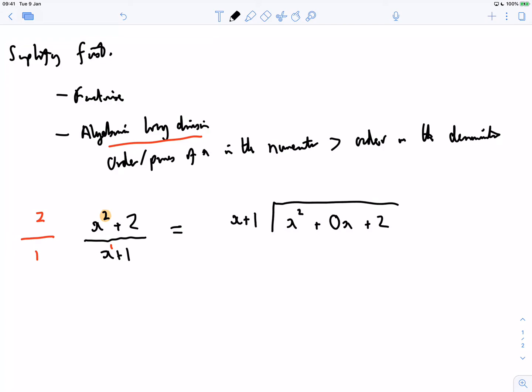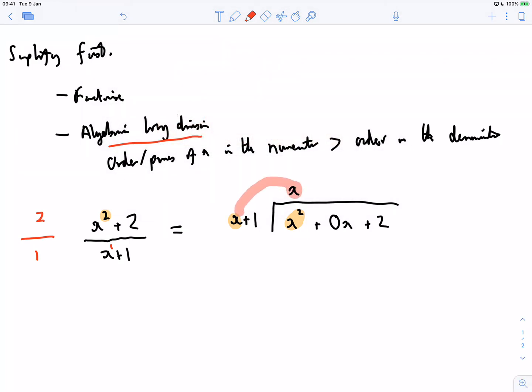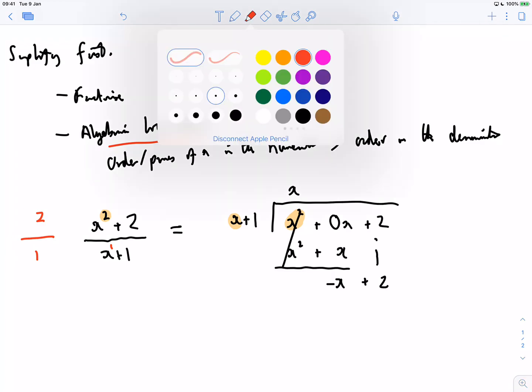How many x's go into x squared? Well, that would be 1 lots of x, and then I take this x and multiply it by x plus 1 and put it underneath. So x times x plus 1 is x squared plus 1x. Then I subtract, the x squared's cancelled, 0x minus 1x is minus x. Bring down the plus 2, so I now have minus x plus 2. And then it repeats itself again.